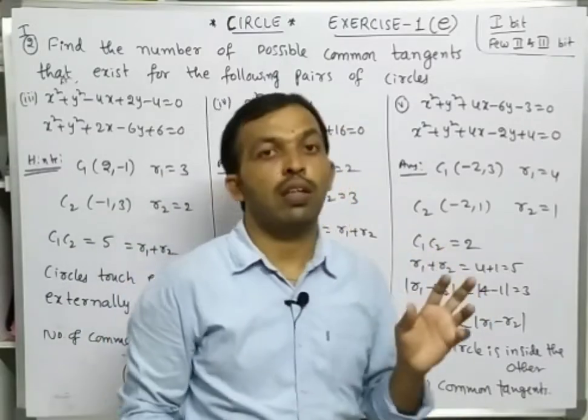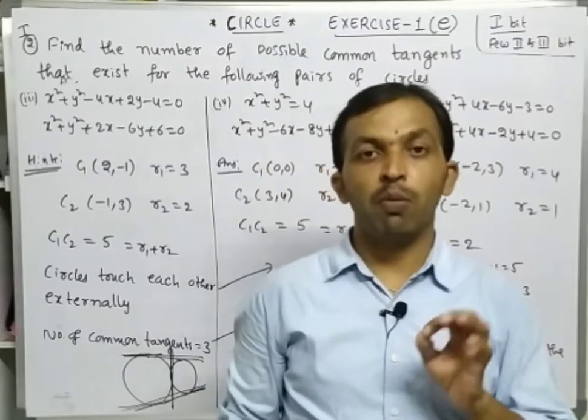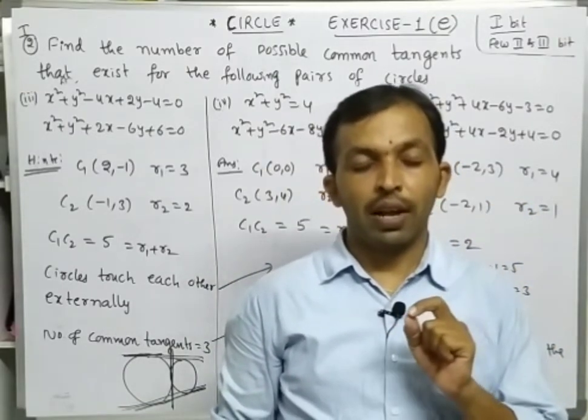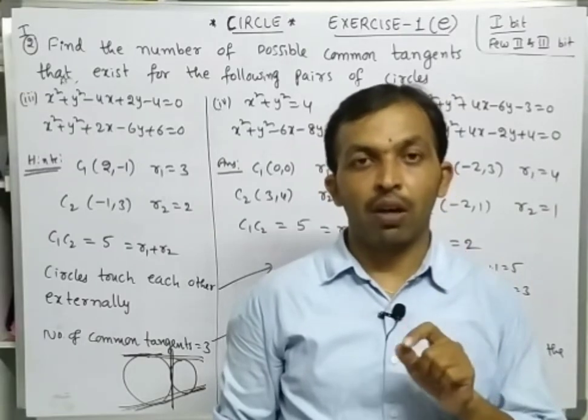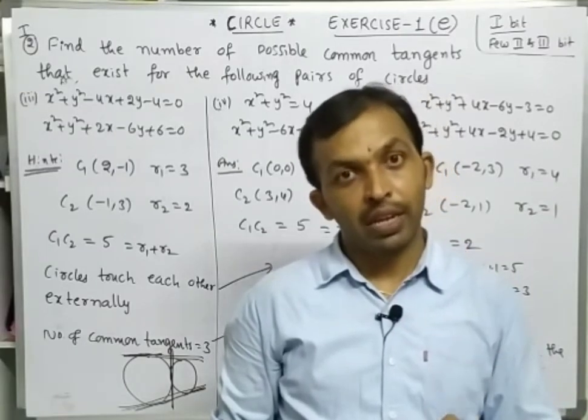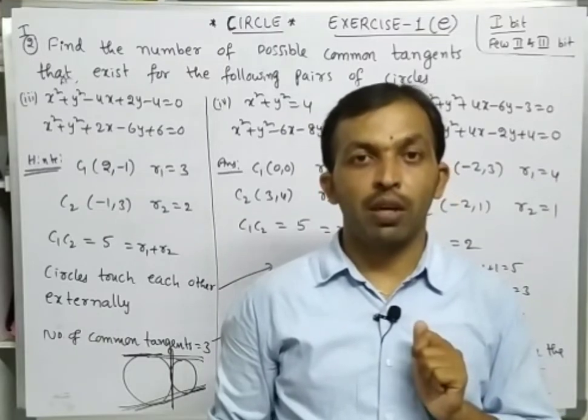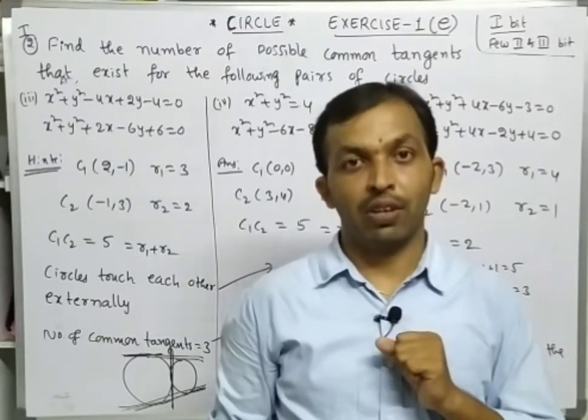So for each problem you should find the center and radius for the two circles, C1, R1, C2, R2, then C1C2, R1 plus R2, and modulus of R1 minus R2, then take the decision.